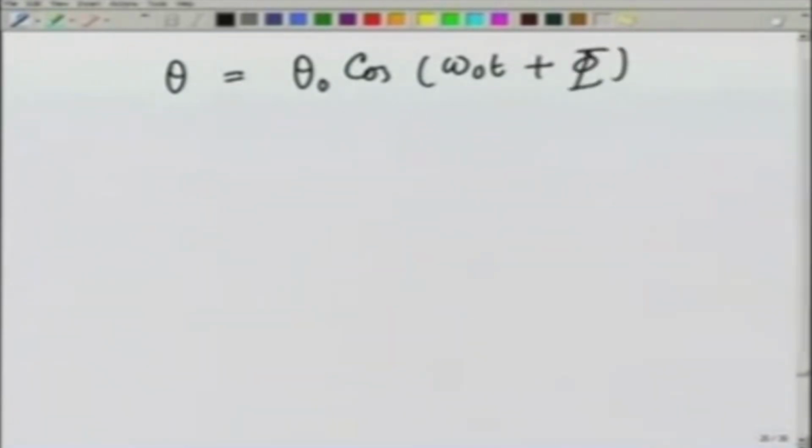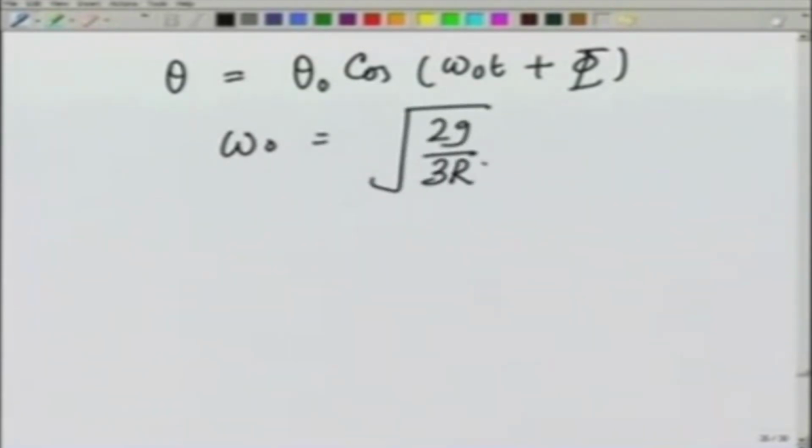This is in the same form as the simple harmonic motion equation, and therefore theta is going to oscillate like theta is equal to some amplitude theta 0 cosine of omega 0 t plus phi, where phi and theta 0 depend on the initial conditions, where omega 0 is going to be square root of 2g over 3r. So this is another example that tells you how we see simple harmonic motion in everyday life.